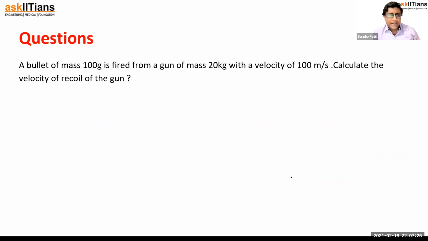A bullet of mass 100 gram is fired from a gun of mass 20 kg. So either you can memorize that formula. What is the formula? V2 is equal to minus M1 upon M2 into V1. That is your formula, right? Or you can directly substitute. Remember the basic formula M1 U1 plus M2 U2 is equal to M1 V1 plus M2 V2. Anyway, this is the recoil of the gun, so this is the formula you can use.